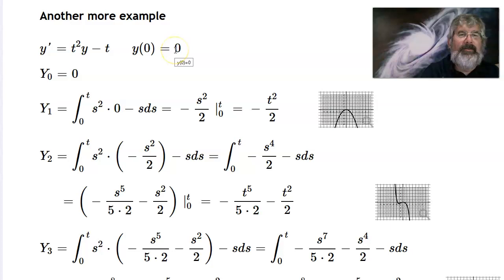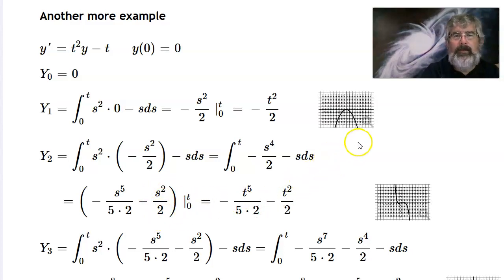Of course, the initial condition is y of 0 is 0. So for the y, I plug that 0 in: s squared times 0 minus s ds, integrated from 0 to t. That's just minus s squared over 2, which of course is then t squared over 2. Then you take that and plug it in for the y, so that gets multiplied by the s squared again, then minus s. So I've got s to the fourth over 2 minus s. I integrate it to s to the fifth over 5 times 2 minus s squared over 2. Plug the t's in, I get that, right?